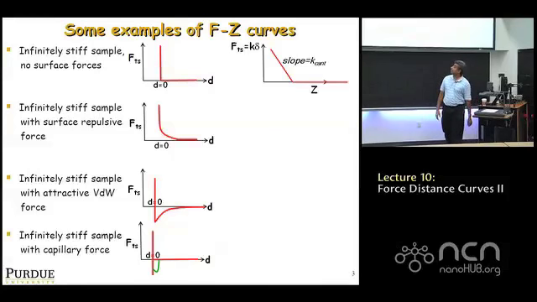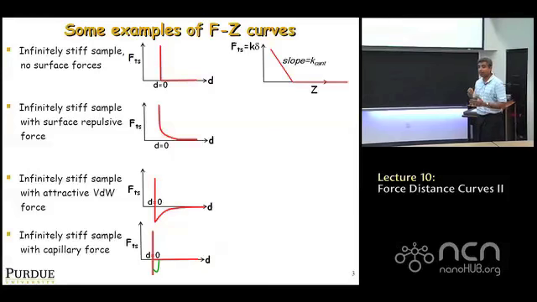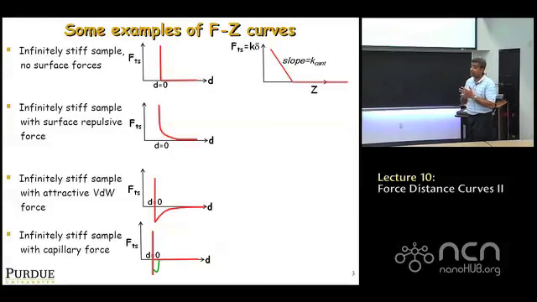The second example is an infinitely stiff sample with surface repulsive force. Now, why do I call it infinitely stiff? Because at the left side of it, it becomes vertical again, F versus D. In other words, I'm again not allowing D to become negative. It's so stiff, you cannot indent the sample, okay? So D is not 0. However, at some distance moving forward from D equal to 0, the tip starts experiencing some repulsive interaction, okay? This is the FD curve.